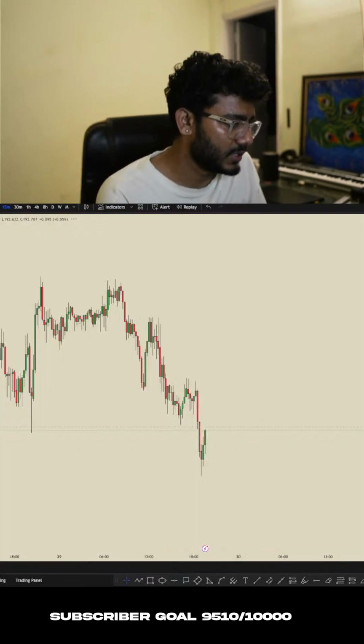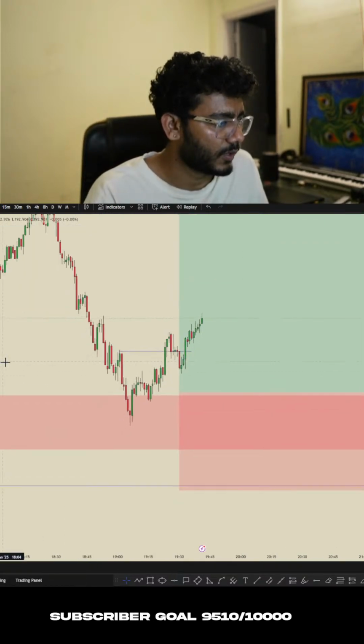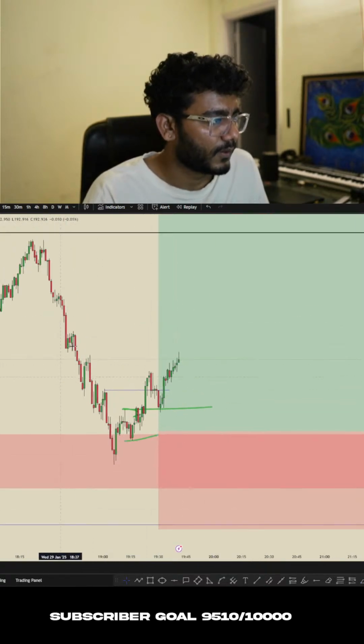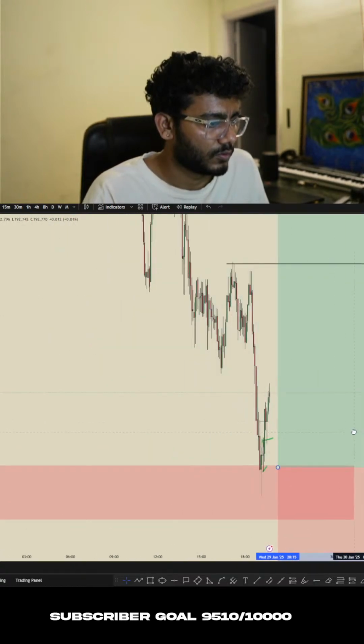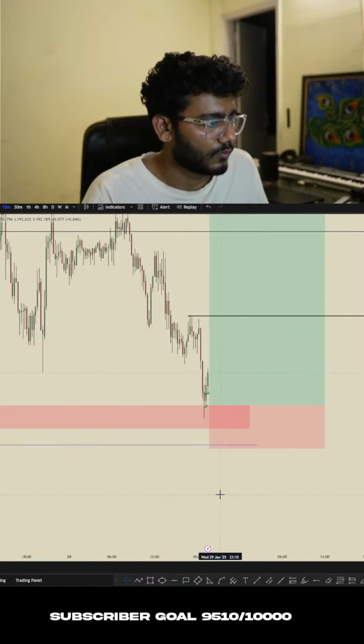So on GJ, I've entered here. I'll put my stop loss below this low. Okay, so price has broken the structure. I've entered here. So right now I will put my stop loss to break even, and if this breaks, then I'll put the stop loss below the structure. Let's see.